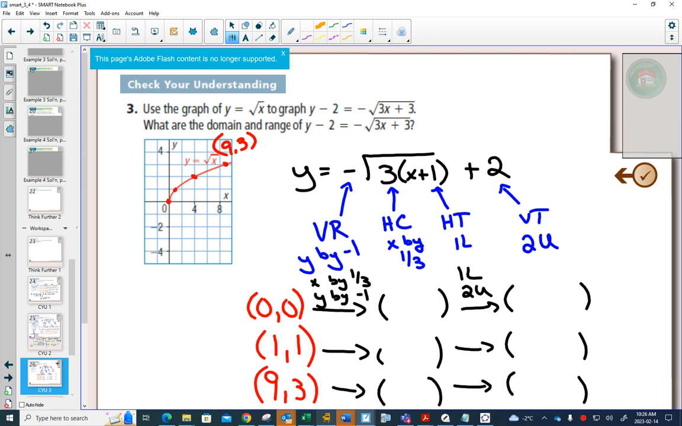So when I multiply x by 1/3, this one's nice as 0. This one becomes a fraction, 1/3. This one is 3. Multiplying y by negative 1, still 0, 0. This is now negative 1. This is now negative 3. 1 to the left, negative 1. And here, 1 to the left is a little bit tricky, because you would have to do 1/3 minus 1. Okay? You can do that mental math perfectly.